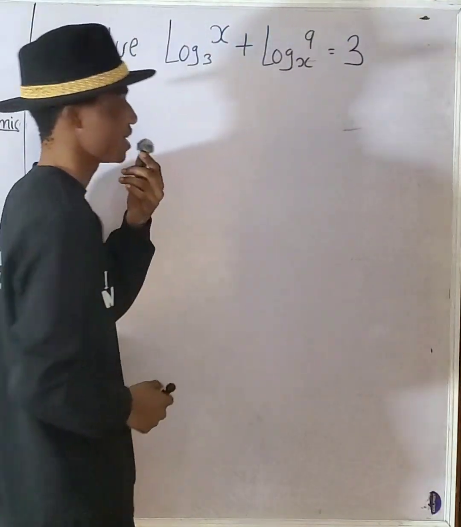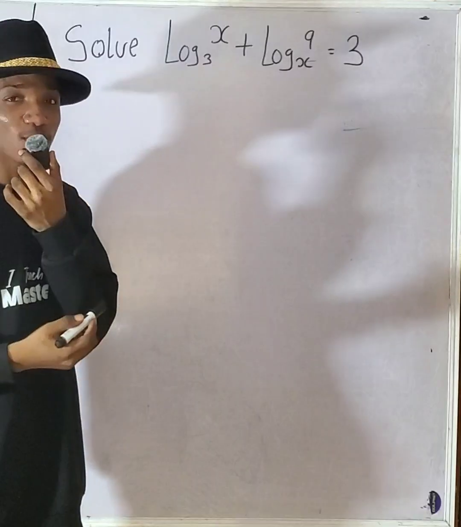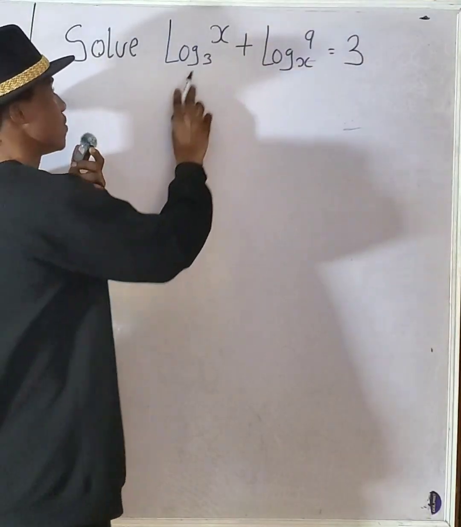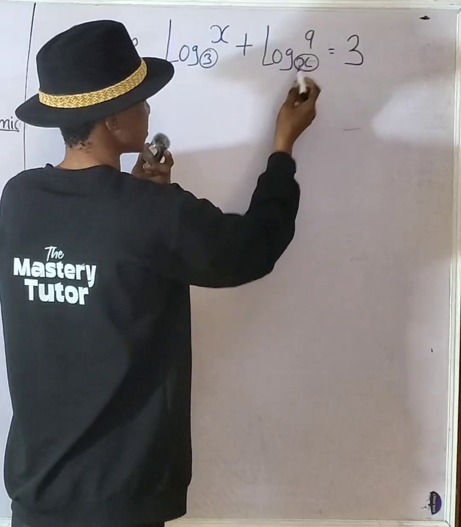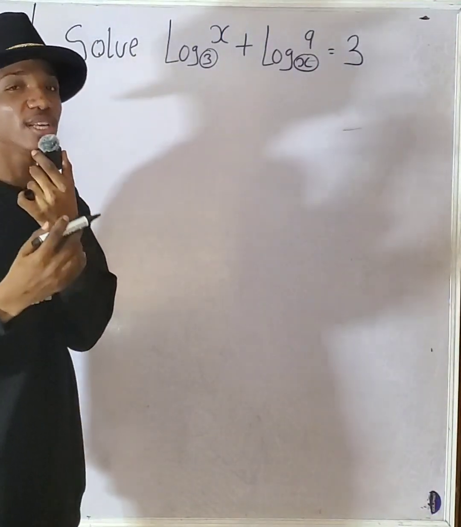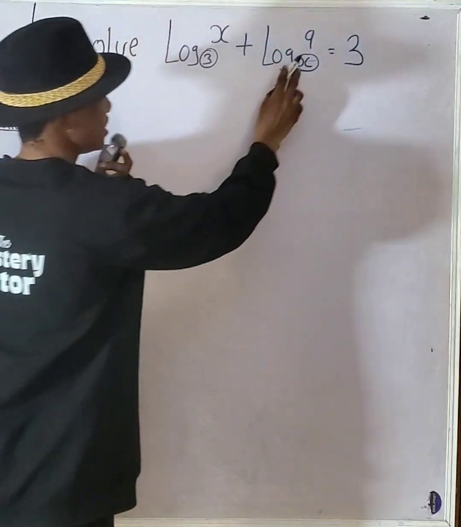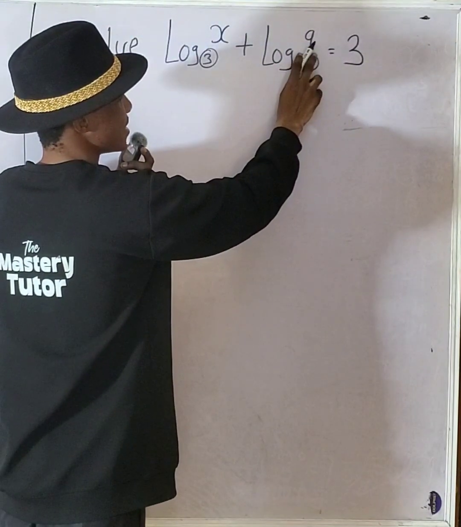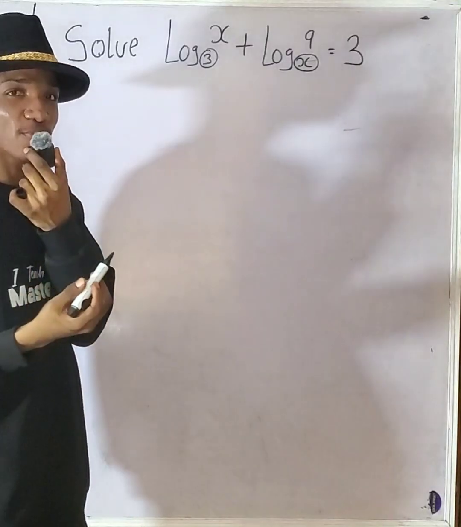x equals 3. You cannot do anything to this equation unless the bases are equal. As you can see, the base of this logarithm is 3 and the base of the second one is what? It is x. So we have to use the change of base formula, okay? So now I can change this log 9 base x. I can rewrite the base. Are you getting it? Using the change of base formula.